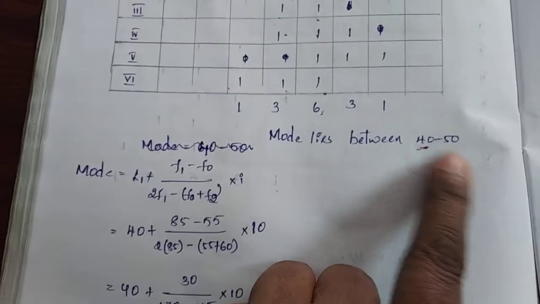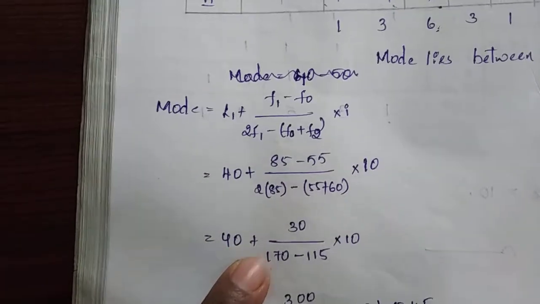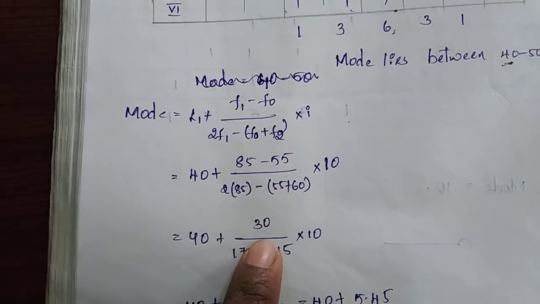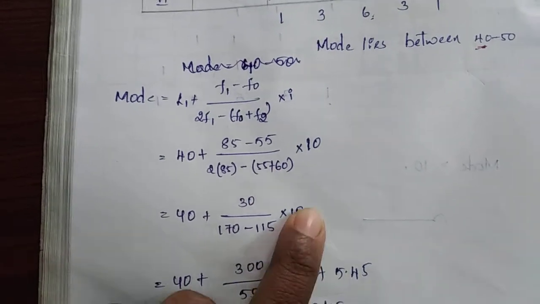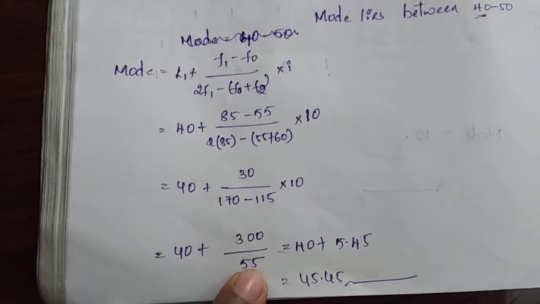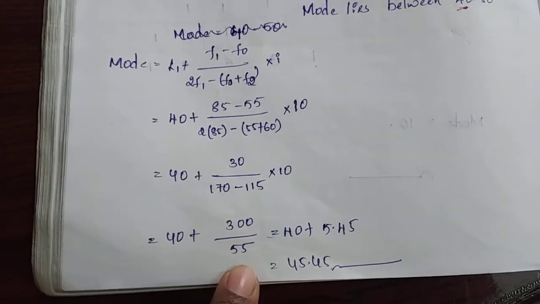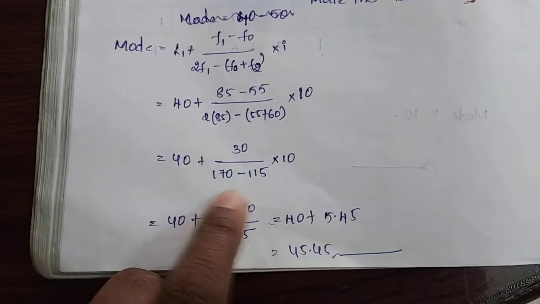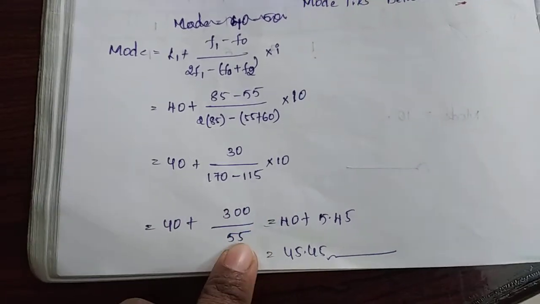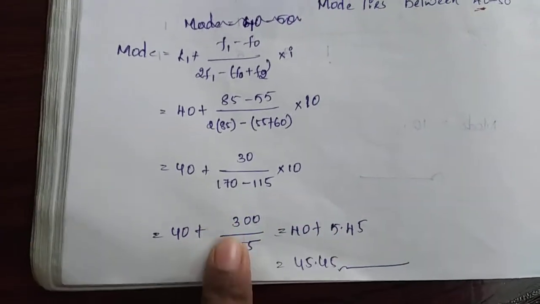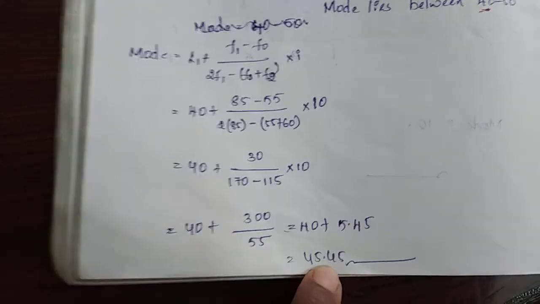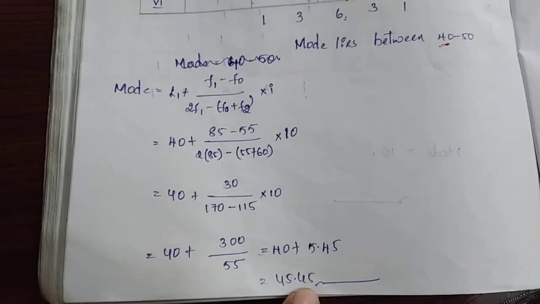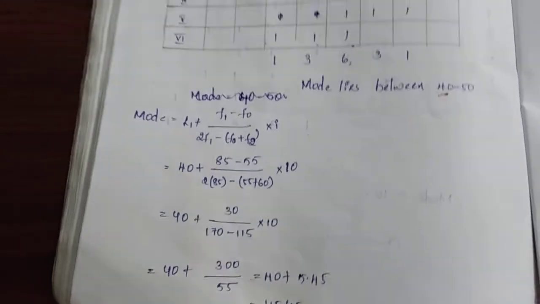I is the class interval difference, 10. Now 40 plus 85 minus 55, how much? 30. And 2 into 85 is 170, minus 55 plus 60, that is 115, into 10. So 40 plus 300 divided by 55. How did we get 300? 30 into 10. How did we get 55? 170 minus 115 is 55. After dividing 300 by 55, how much did we get? 5.45. And finally the mode value is 45.45.